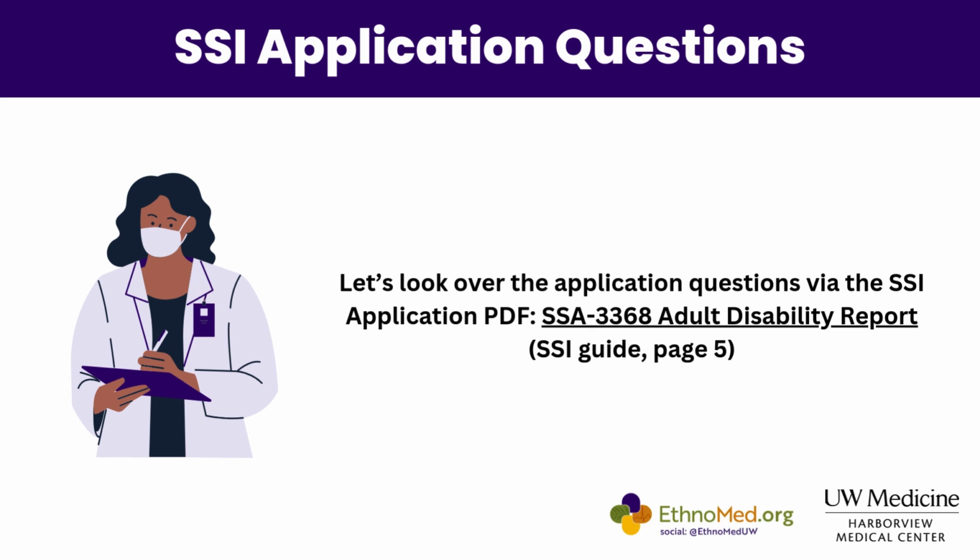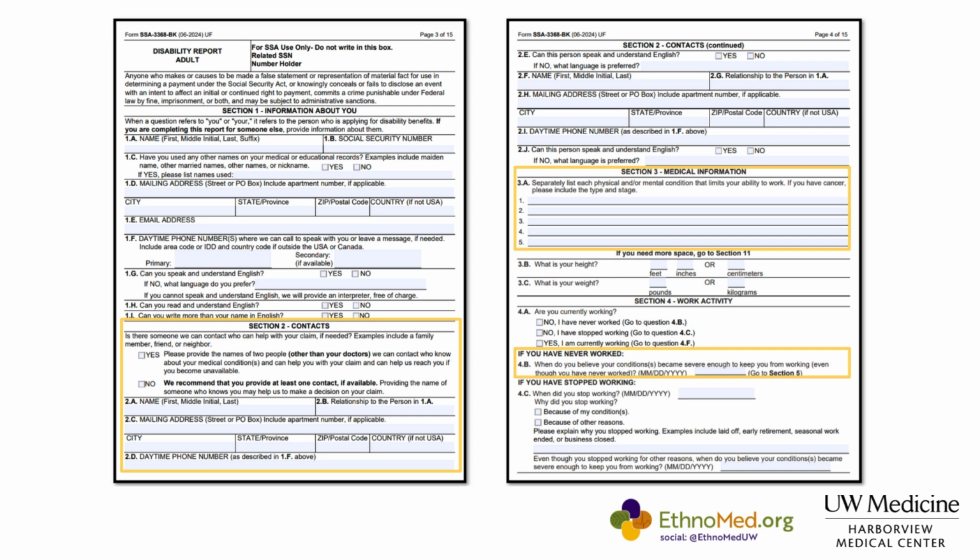So now let's look over the application questions in the disability report. On the next few slides, I'm going to go through all of the questions in the disability report. This is the PDF version of the report. Ultimately, what you're going to do is submit all of the answers to these questions in an online form on the Social Security website. But I found in the past that actually looking over the PDF version of the questions and making sure you have all the answers, or you ask your client all the answers prior to that submission, can be really helpful.